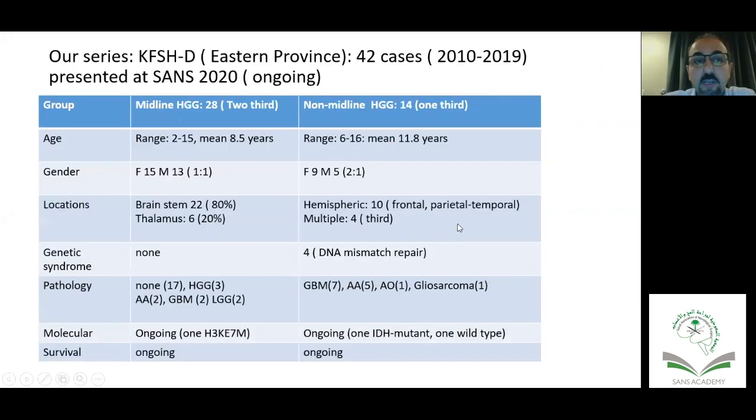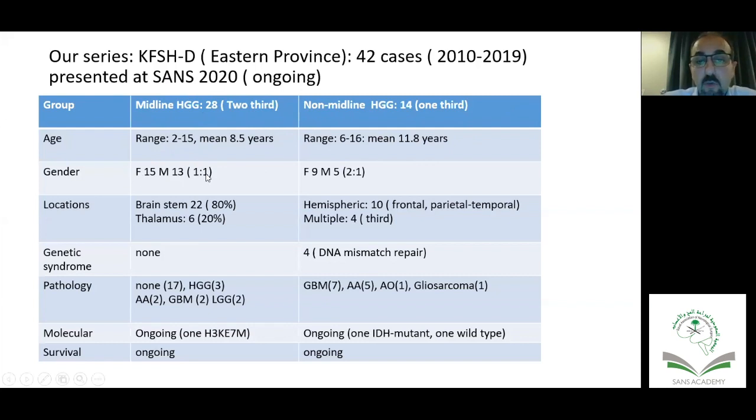So this is our series of high-grade glioma in kids. We have 42 patients. This was presented at SANS. Again, when you look at them, pediatric high-grade glioma, midline and non-midline. Interestingly, two-thirds of our high-grade gliomas were in the midline, and one-third were not. Other studies suggest 50%, but in our series, two-thirds is actually midline. We consider them midline, and they are younger than the other group.